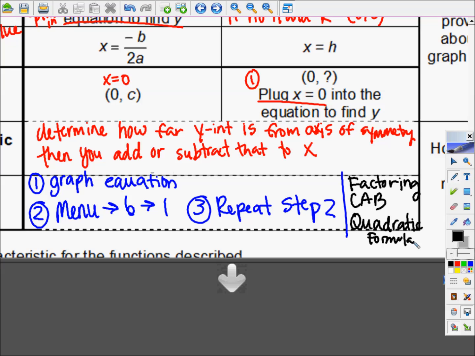Which one's quadratic? The quadratic formula: x equals negative b plus or minus the square root of b squared minus 4ac, all over 2a.